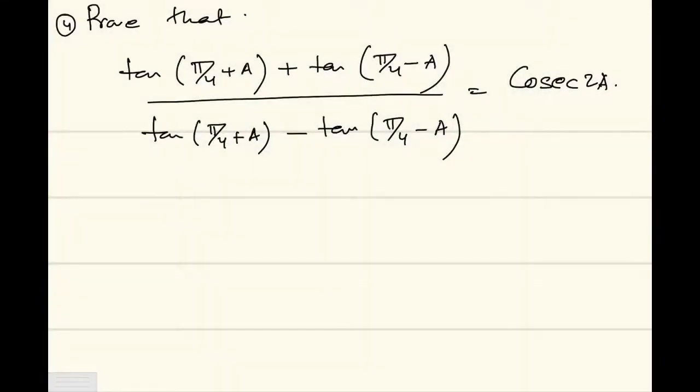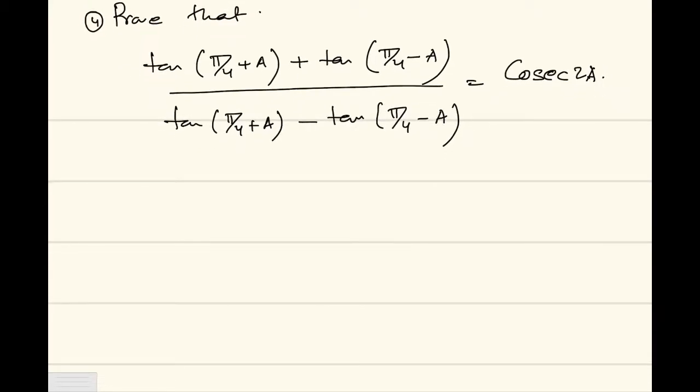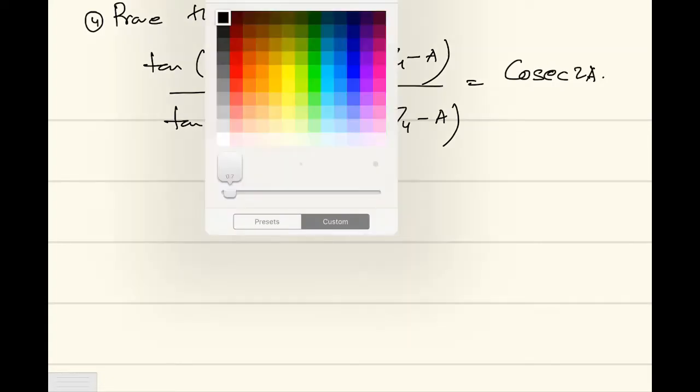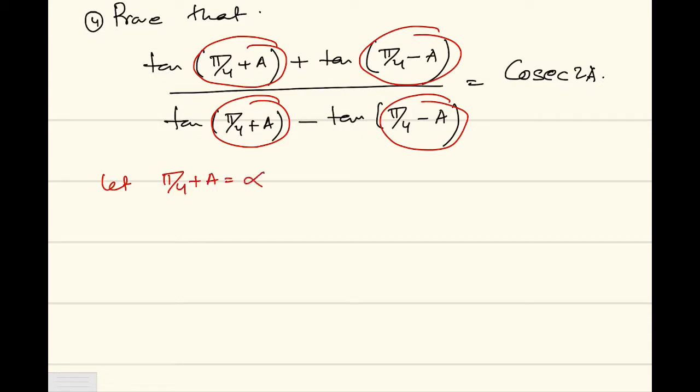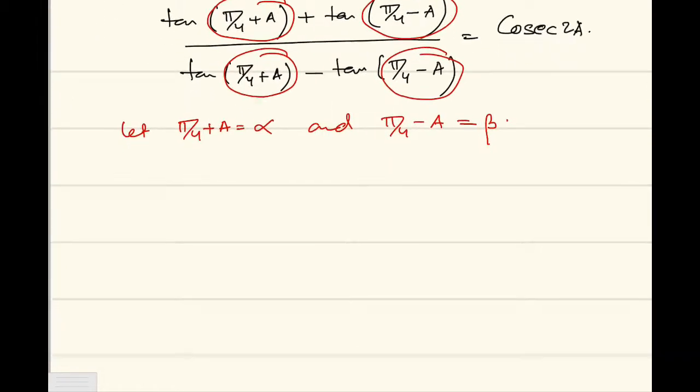Here we have the next sum, and this can be a little trickier than the previous one. It says prove that tan 45 plus a plus tan 45 minus a divided by tan 45 plus a minus tan 45 minus a equals cosec of twice of a. So you have to make it cosec 2a ultimately. So these terms will be quite difficult to handle, to write again and again. So let me temporarily let pi by 4 plus a be equal to, let's say, alpha, and pi by 4 minus a temporarily be equal to beta. That way it's easier to handle the sum.